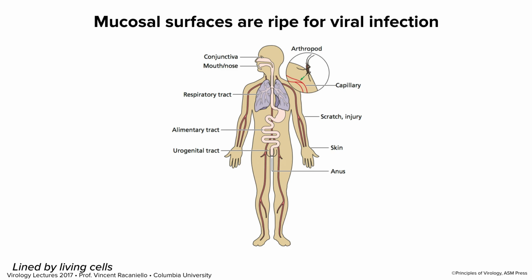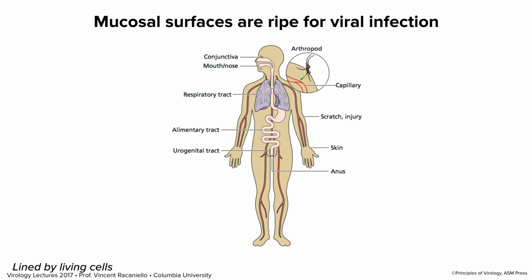Mucosal surfaces are the other site. And of course, the skin also, I forgot to mention, besides scratches and abrasions, dog bites, raccoon bites, etc., can give you virus infections, and insect bites as well.